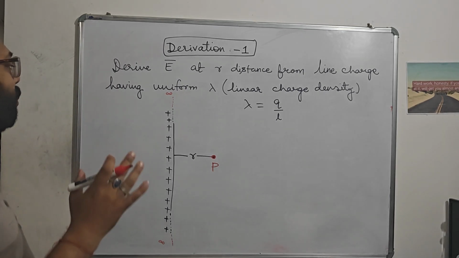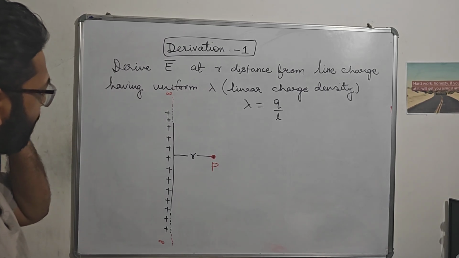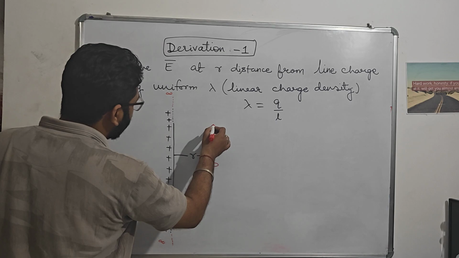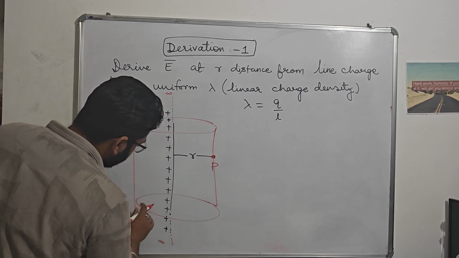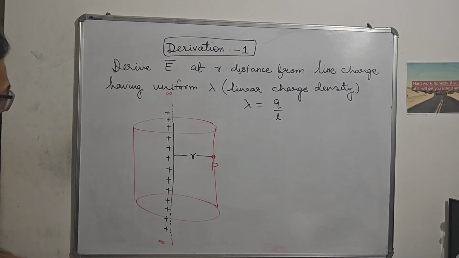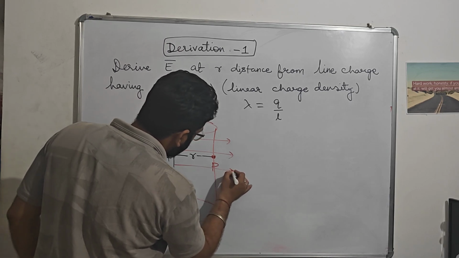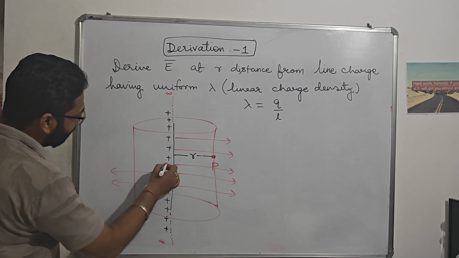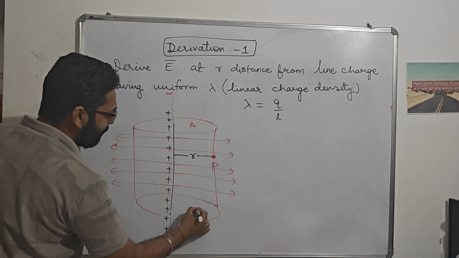So it's a long wire kind of stuff, having uniform linear charge density. Okay. So let us try to understand the value at this point P. What we will do is draw a Gaussian surface, something like this. So here it is the Gaussian surface we have made. The electric field lines will be something like this, and what you can see is the field lines will be parallel to the plane surface of this cylinder. So let us say this is surface A, this is surface B.